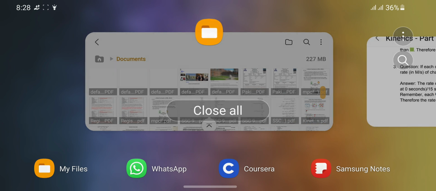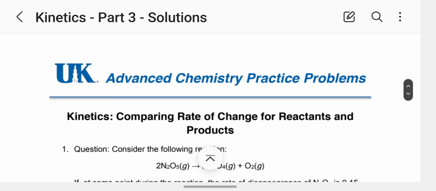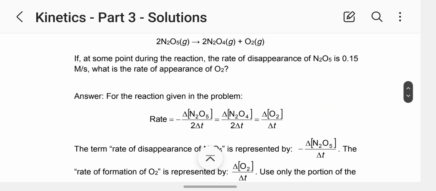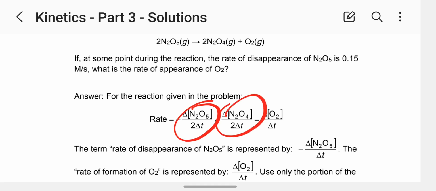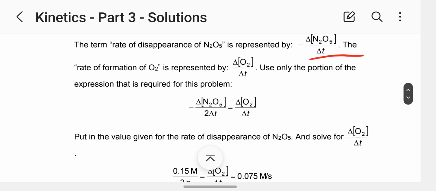Alright, the answer will be that one. Okay, kinetics comparing the rate of change for reactants and products. For this reaction, if at the same point during the reaction the rate of disappearance of NO is this one, and the rate of appearance of oxygen is this one, then for the reaction given in the problem, comparing that one and that one, we will get the rate of disappearance of NO represented by this and that of oxygen by this.